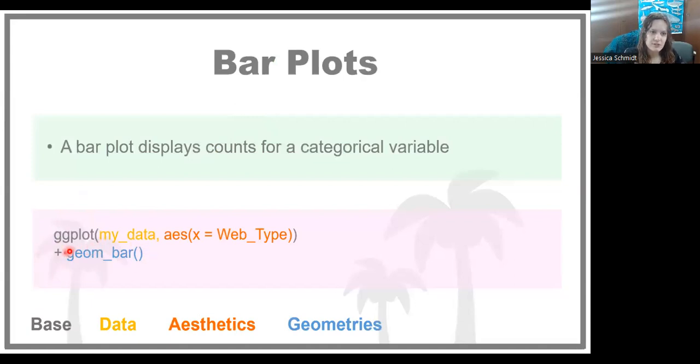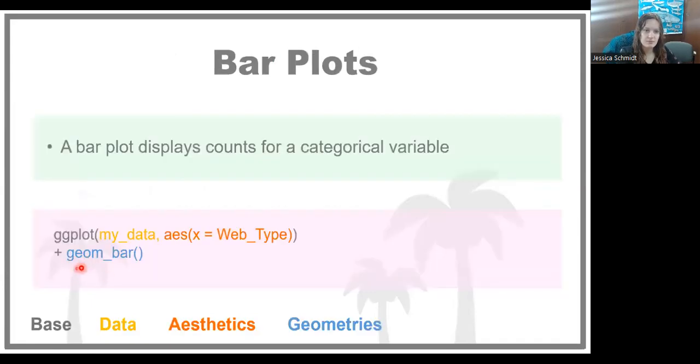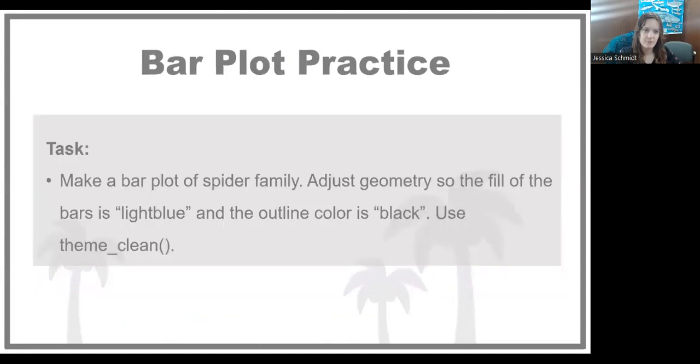And all we have to do is use geom_bar. And we just need an X variable because it's just counts, right? It's just counting how many of each web type shows up in the data. Okay, using this new geometry here, geom_bar, I would like you to please make a bar plot of spider family and adjust the geometry so the fill of the bars is light blue and the outline color is black. And use the theme clean.